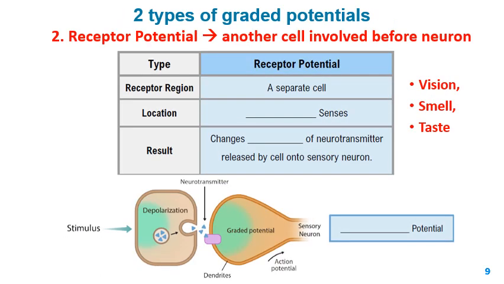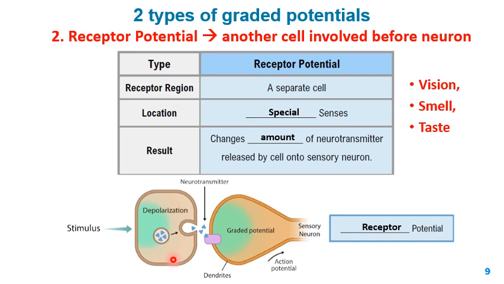The other type of graded potential that you have is called receptor potential. This has to do with another cell that is going to be present and feeling the input before you activate the sensory neuron that is going to take the information to the CNS. Receptor potentials are really important for special senses. These will have to do with vision, smell, and taste mainly. So the location of those is mainly for special senses.